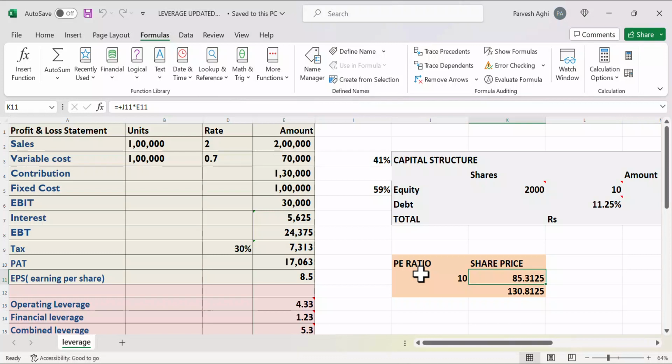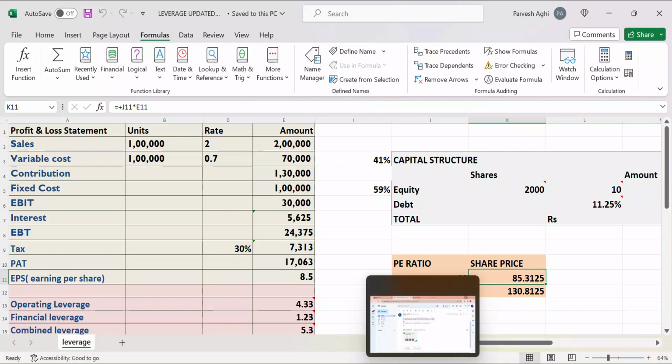Yes, what is price earning? This is a ratio. It is the market price per share divided by earning per share. Whatever is the market price per share divided by earning per share. So I'll just show you here. We'll go to Screener to understand that a little bit, and then I'll come back.